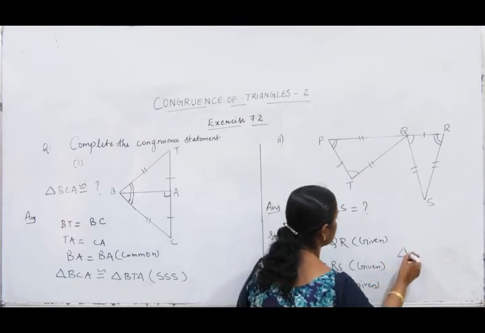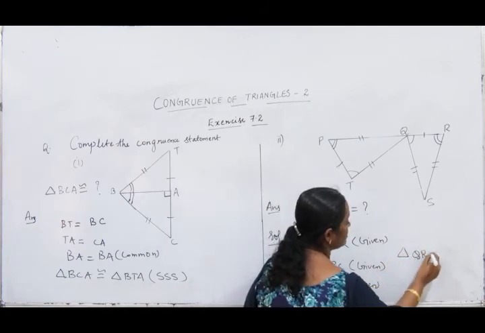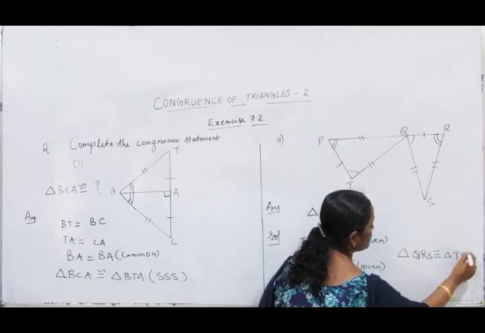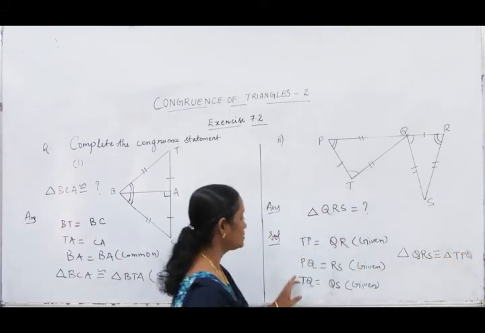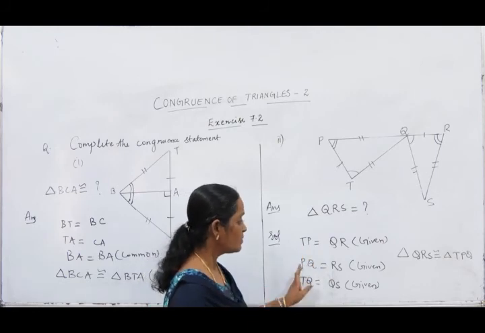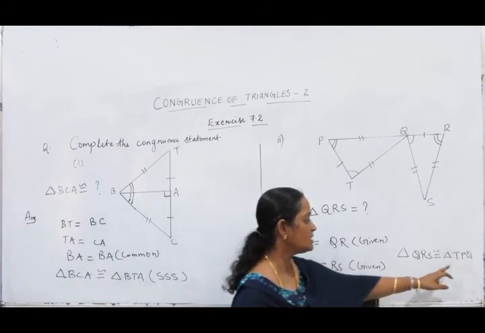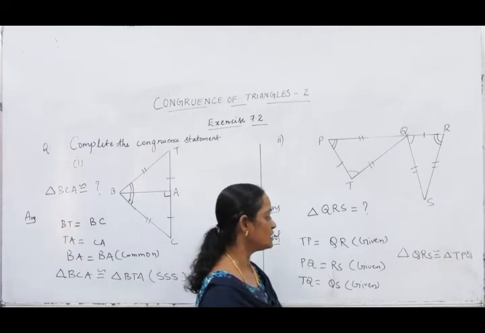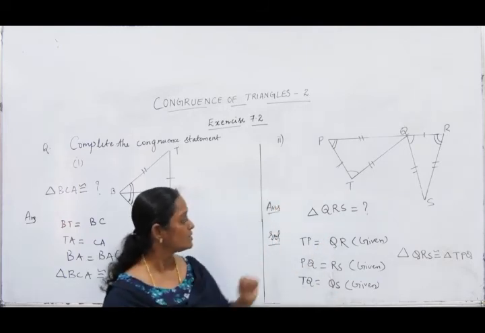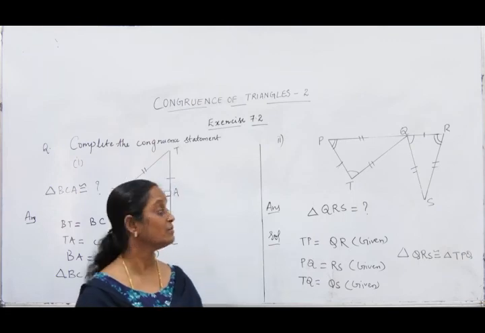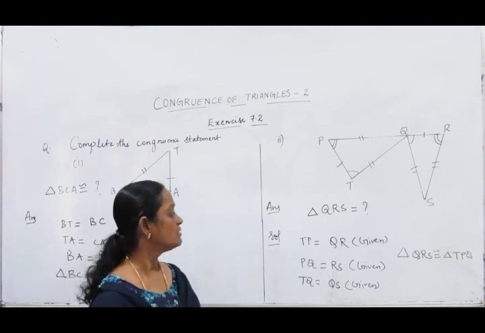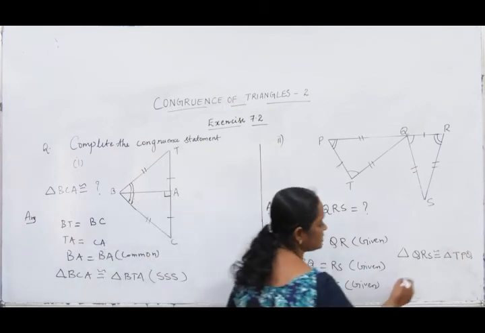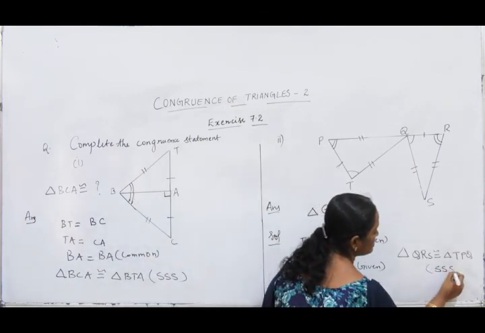Triangle QRS is congruent to triangle TPQ. As QR is equal to TP, PQ is equal to RS, and TQ is equal to QS. So all the three sides of triangle QRS are equal to all the three sides of triangle TPQ. So these two triangles are congruent by triple S congruence criterion.